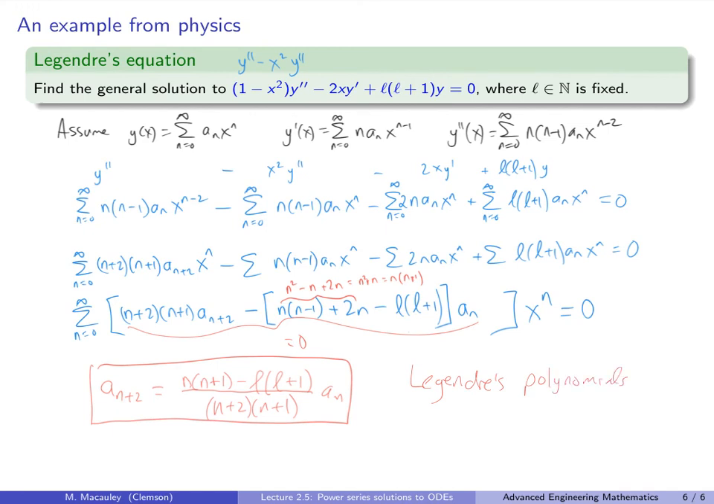They've been well studied by physicists and by mathematicians. They have recurrence relations, they have formulas. But again, for each fixed l, there's going to be a Legendre polynomial of degree l that satisfies this ODE. So every ODE like this, Legendre's equation, will have a power series solution, and then it will have a polynomial solution of degree l.